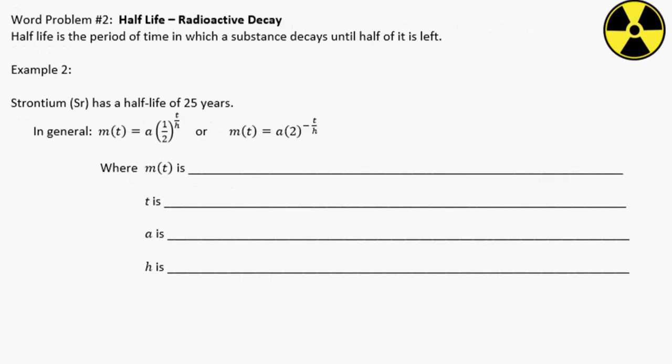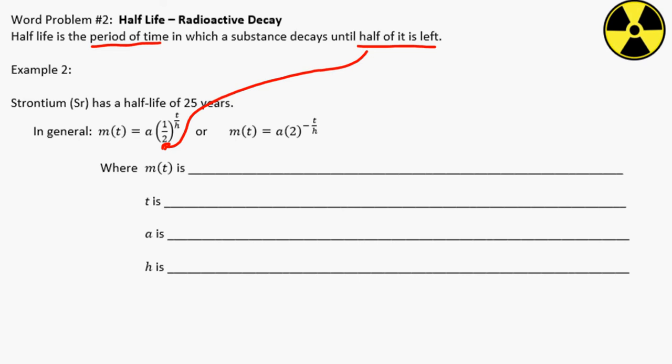Next one, here we go, half-life. Half-life deals a lot with radioactive decay, or decay, and it is the period in which a substance decays until half is left. And so you can see here that for this, my base is a half. It's the same as doubling period, but my base is a half.